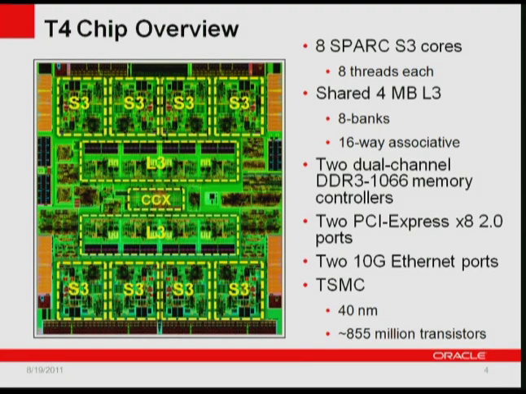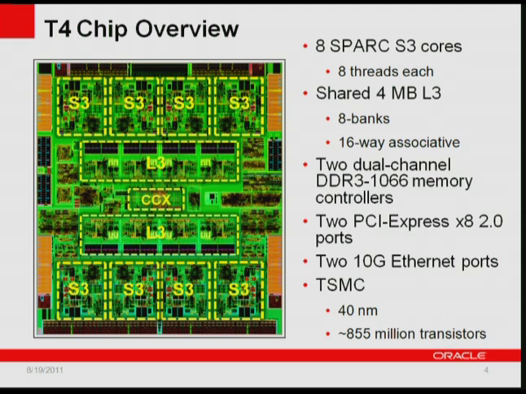This is a die photo of the T4. For T4, we essentially started with T3's die. T3 had 16 Niagara 2 cores. For T4, we replaced those 16 Niagara 2 cores with 8 new S3 cores, and you can see them up here. There's 4 on top and 4 on the bottom. In addition, we had to replace the L2 and the crossbar from T3 with a new L3 and a new crossbar designed to run at the same frequency as the core. The crossbar is right there in the center, and there's an L3 above and below. Pretty much everything else we leveraged from T3 unchanged.